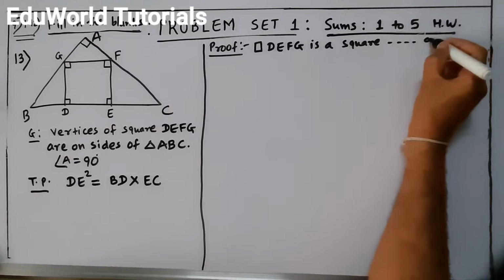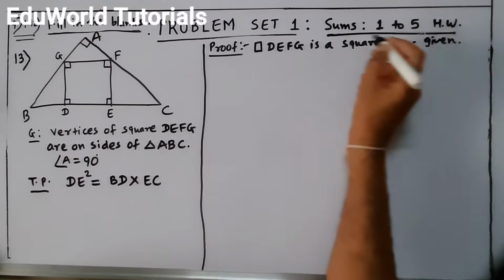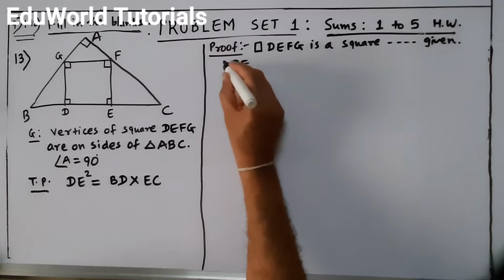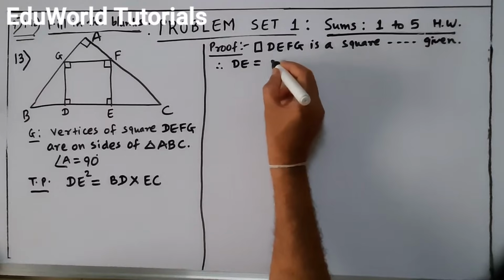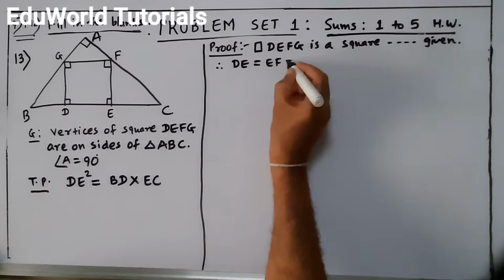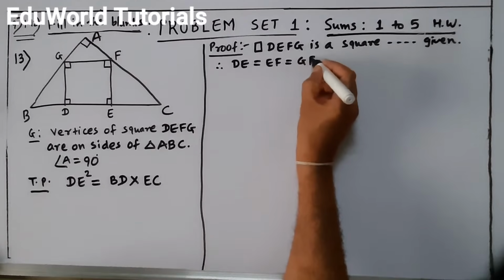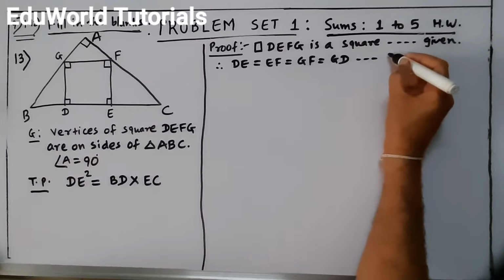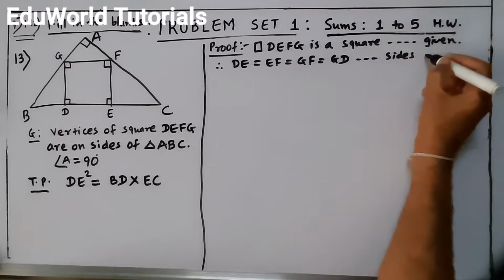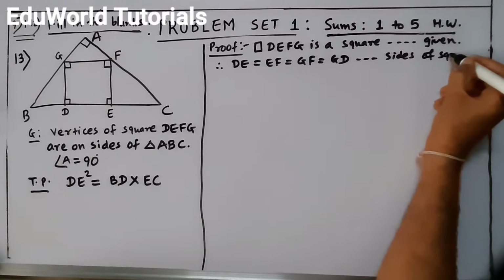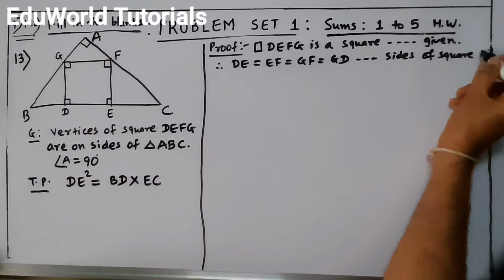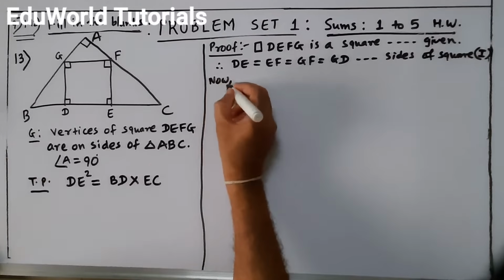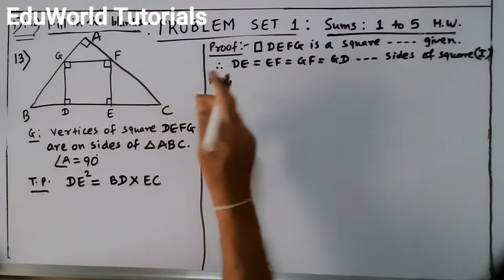Understand? This is given. Now as it is a square, all its sides will be equal. So side DE, therefore side DE is equal to side EF is equal to side GF is equal to side GD. All the sides are equal. Sides of square. And this is result number 1. Now what we will do is, we will consider the big triangle BAC.